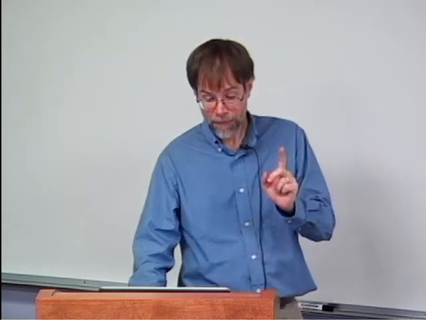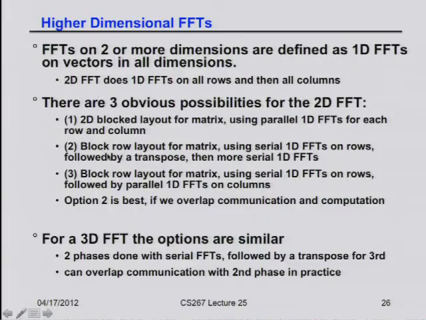Here's a better way. I could use a blocked row layout. So every processor owns one piece of the rows. The first processor owns m over p, the next processor owns the next m over p rows, and so forth. So now every row is on one processor. There's no communication. I do all the row FFTs with no communication whatsoever. But now, what do I do about the column FFTs? Well, I transpose the matrix. And then every processor owns a bunch of columns, and again, I can do serial FFTs. That's certainly one way to do it.